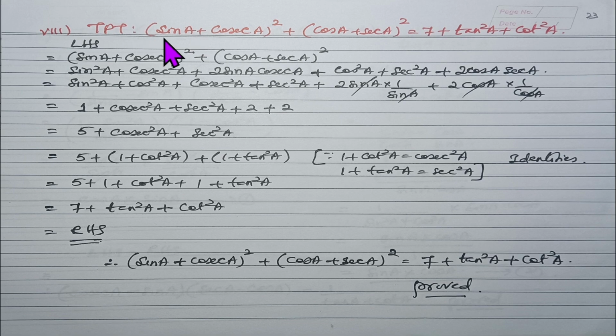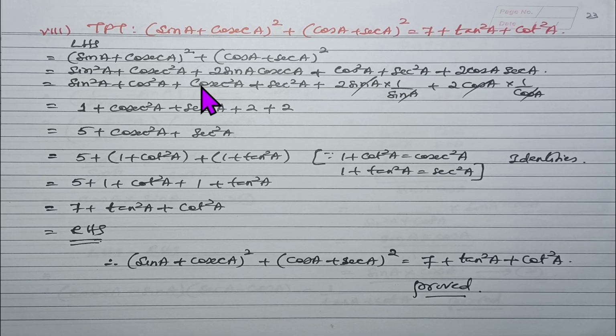The example is we have to prove that (sin A plus cosec A) whole square plus (cos A plus sec A) whole square is equal to 7 plus tan square A plus cot square A. Okay, let us understand this. So take LHS first. LHS is (sin A plus cosec A) whole square plus (cos A plus sec A) whole square. Now expand it. So (A plus B) whole square means it will be sin square A plus cosec square A plus 2 sin A cosec A, and cos square A plus sec square A plus 2 cos A sec A.